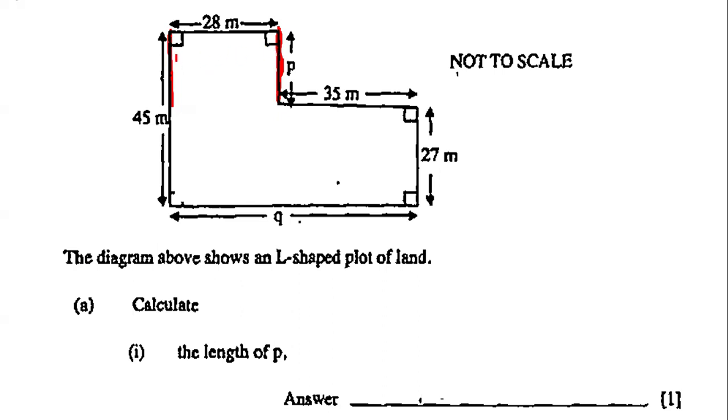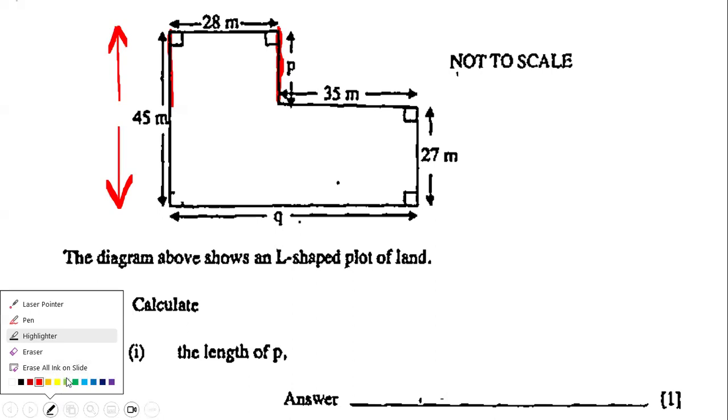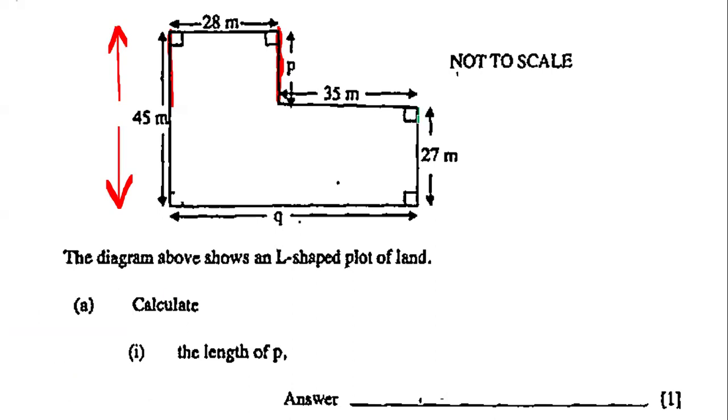What we need to do is, we already know that this entire length from here to here is 45 meters. What we also know is that this length right here is 21 meters. And so what that means is that this portion right there in green is also 21 meters.